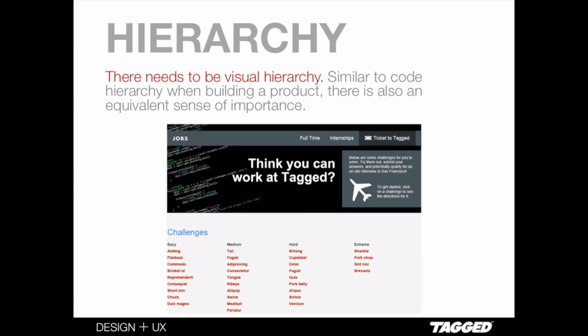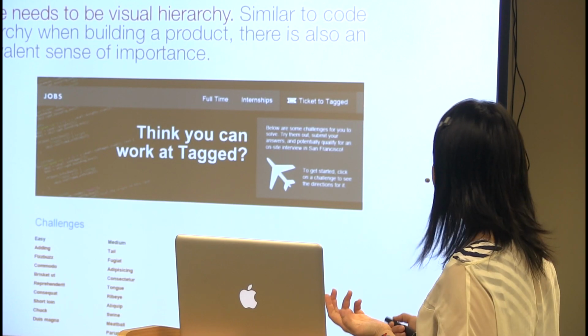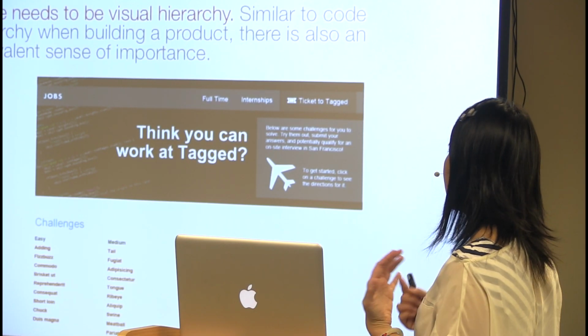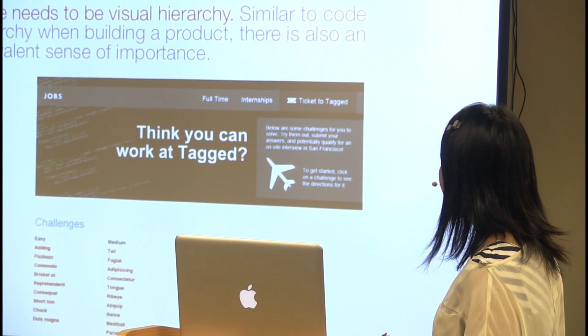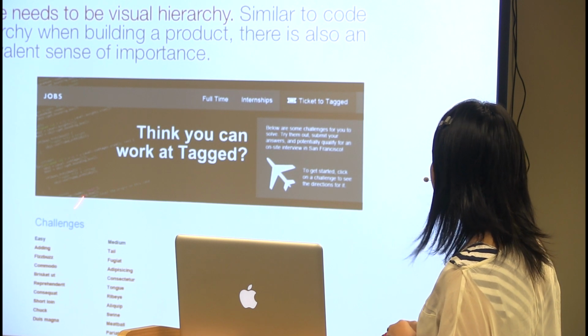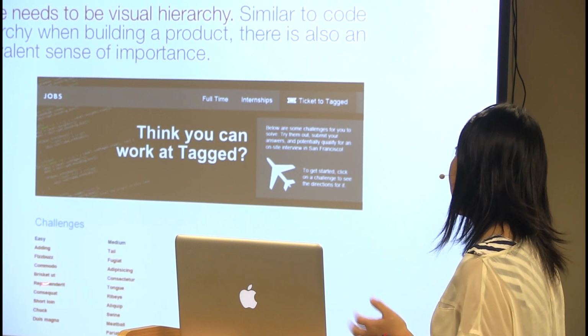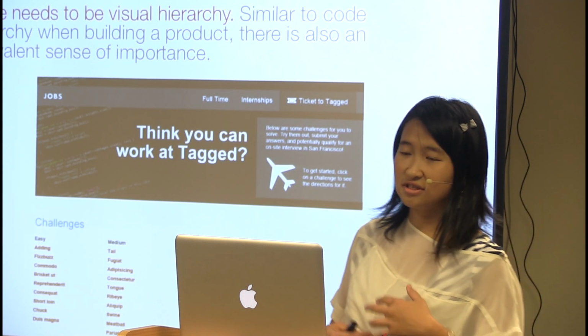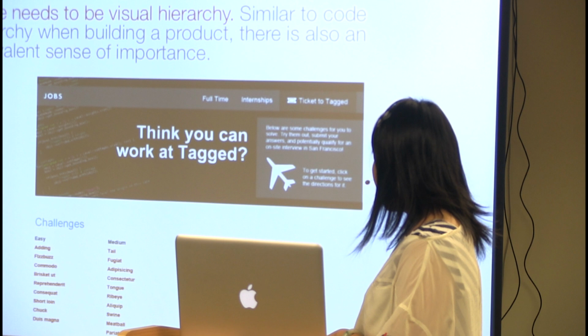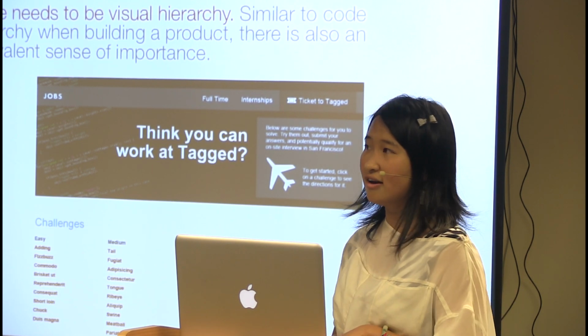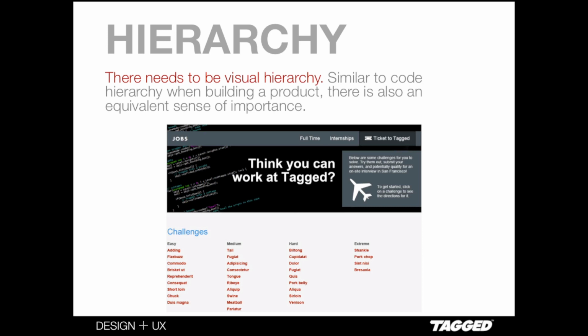So now we're talking about hierarchy. Hierarchy can also work with all the other elements to help the users understand what is most important on a page. In this case, using size, the first thing that people probably notice is this tagline of think you can work at tag. And then as you go further down the page, you'll see that we have challenges as a heading and a list of the design challenges. It seems pretty straightforward that you would have larger font for headings and smaller things as you go deeper and deeper into specific elements.